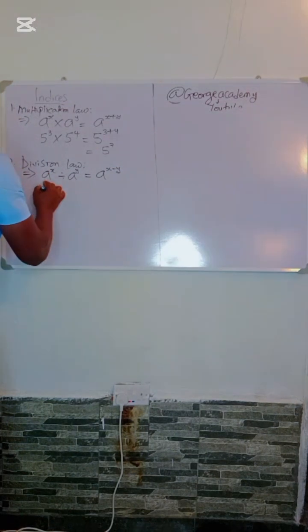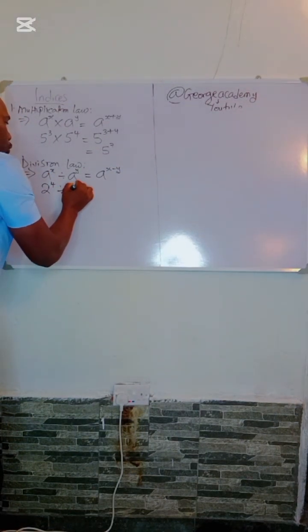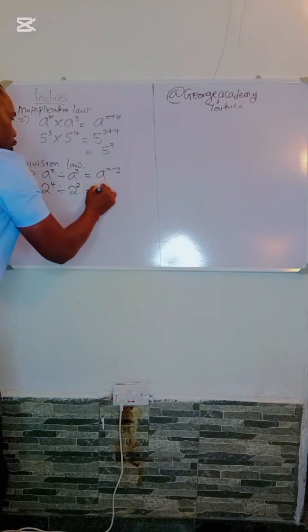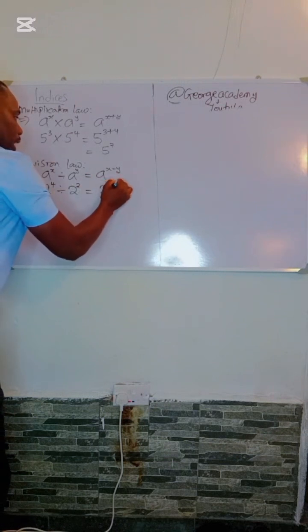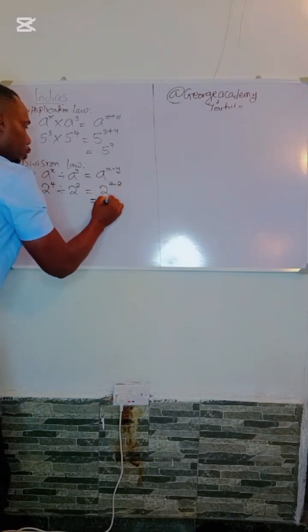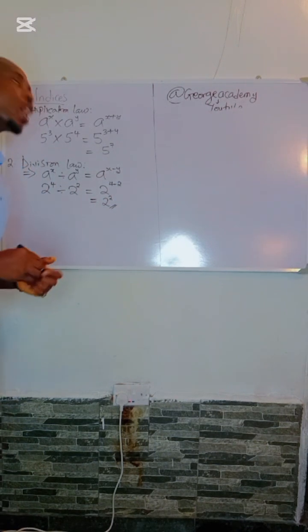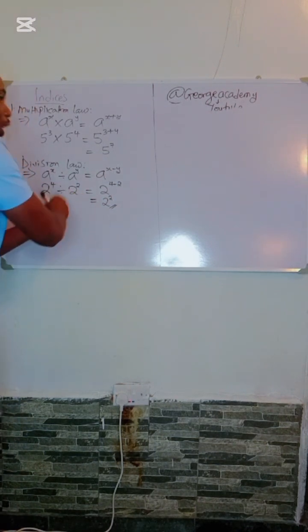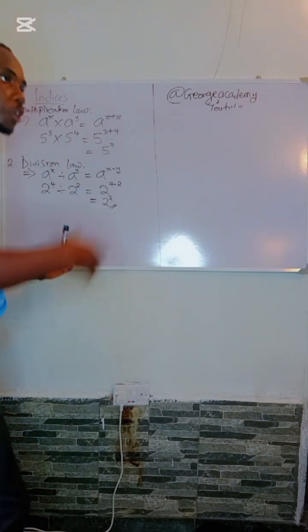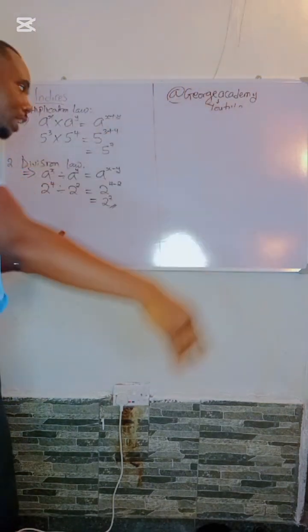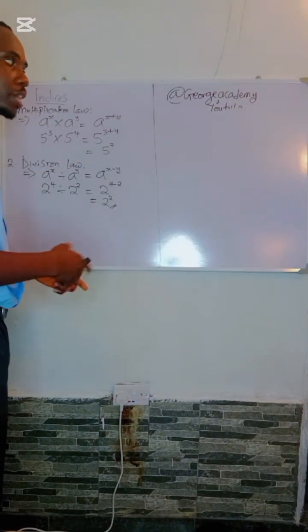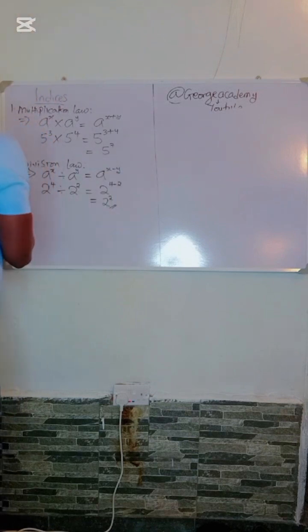So if we have 2 raised to the power of 4 divided by 2 raised to the power of 2, the result should be 2 raised to the power of 4 minus 2, which gives you 2 raised to the power of 2. So you can see that with indices, we are able to simplify all this without having to go through the process of 2 times 2 times 2 times 2 times 2, and start cancelling out. It makes it easy. The next one we have is what we refer to as the zero law.